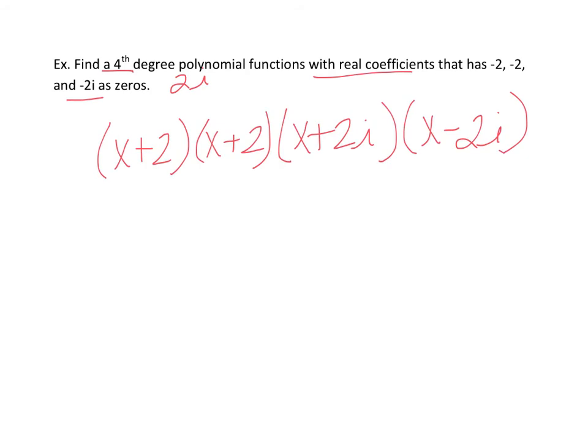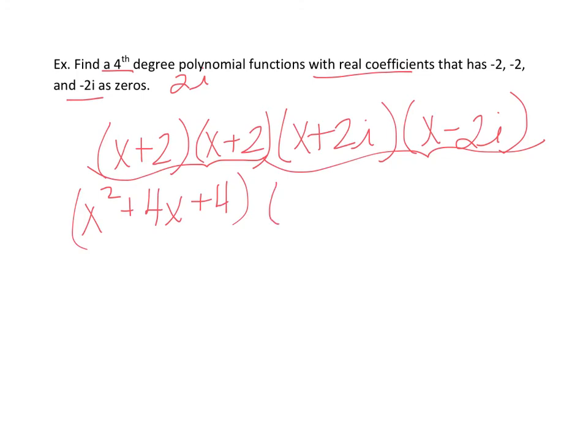Now, how do I write the polynomial? I multiply all of this together. Take these together first: x squared plus 4x plus 4. If I take these together, my inner and my outers are going to fall out, giving me negative 4i squared. We know i squared is negative 1, so this is just x squared plus 4. This stays the same.